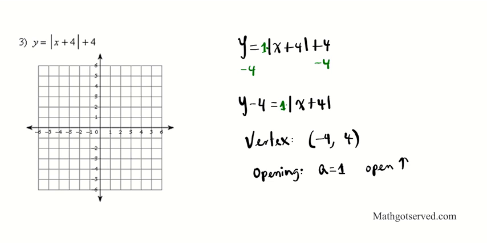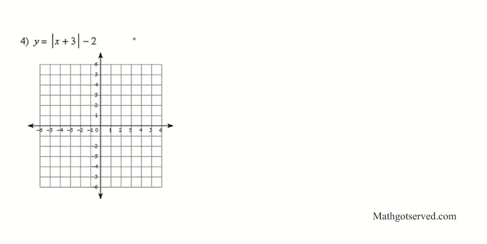So let's go ahead and graph this vertex, negative 4 and 4. So negative 4 and go up 4. And then you're just going to graph your standard absolute value function. It's neither wider nor narrower. So it goes like this and like that. Let me fix that other line. And like that. Okay, your standard V for your absolute value function. So this is a shift to the left 4 units and up 4. Alright, let's take a look at number 4.